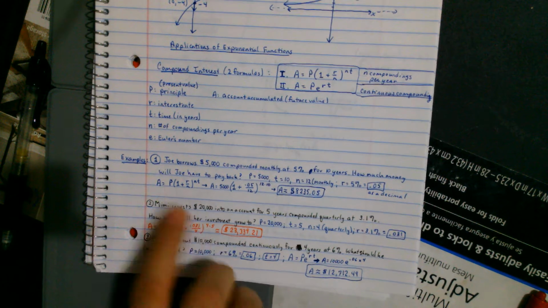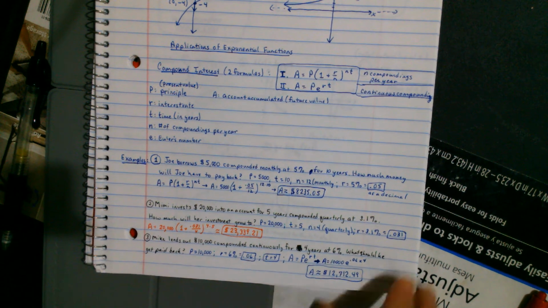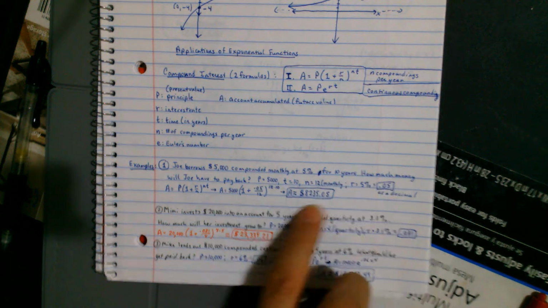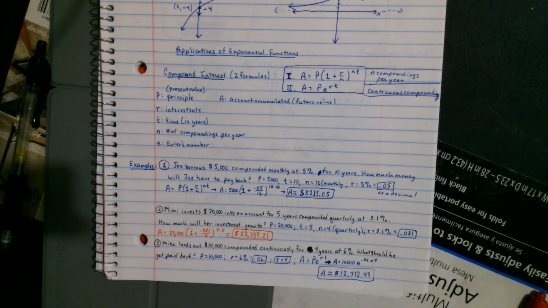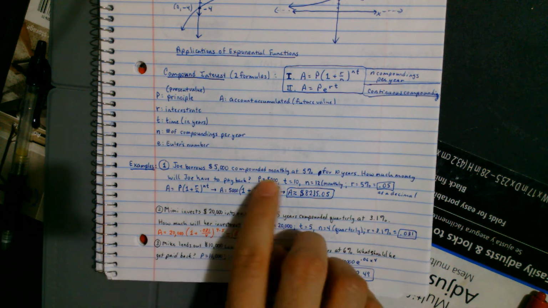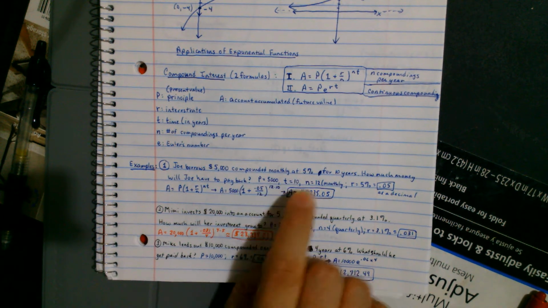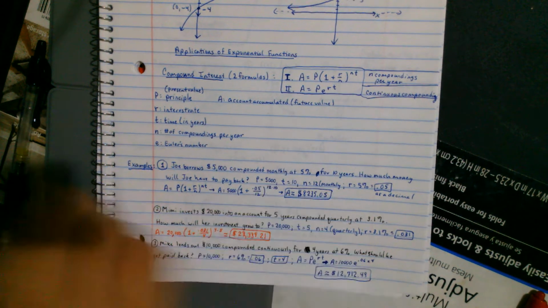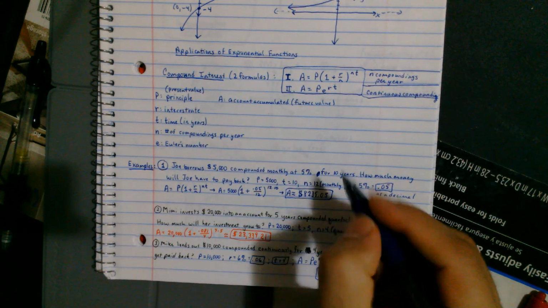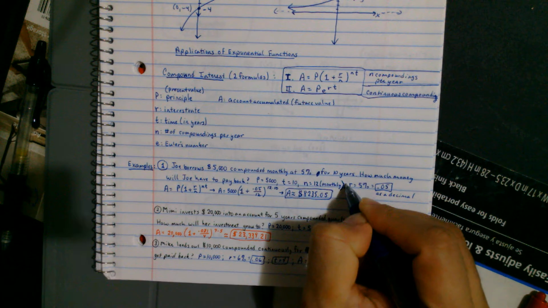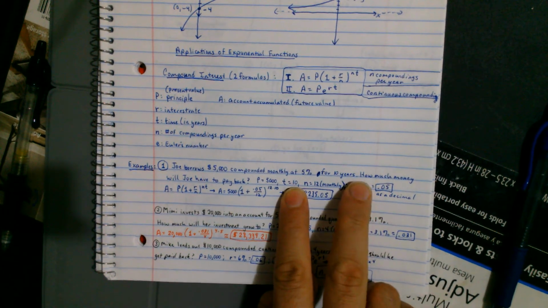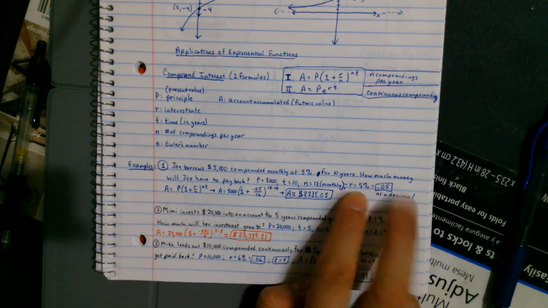So let's try these. Joe borrows $5,000 compounded monthly at 5% for 10 years. How much money would Joe have to pay back? Well, in this case, the present value is 5,000 because he borrows. Now, monthly tells you how many times a year. Well, there are 12 months in a year. So n is 12, t is 10 years, and your interest rate is 5%.